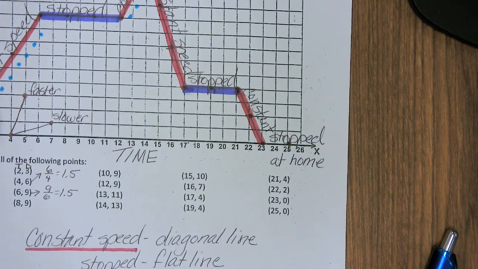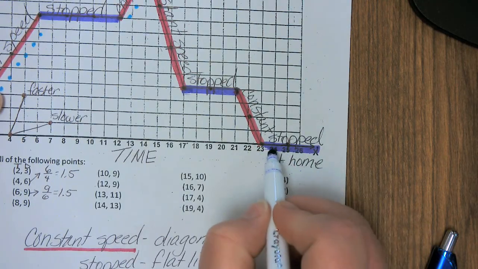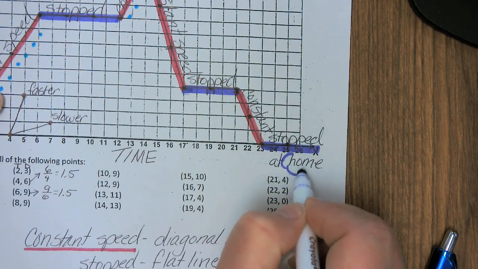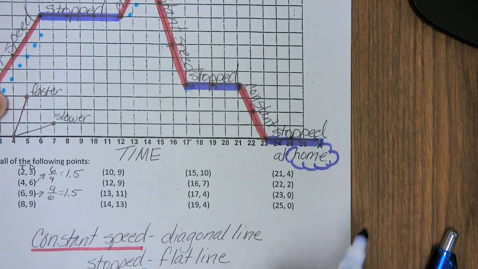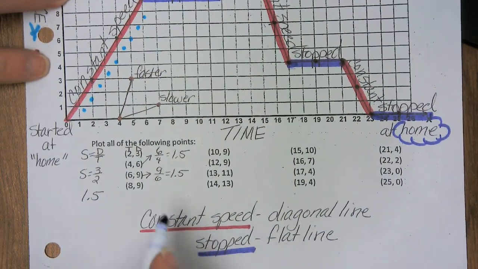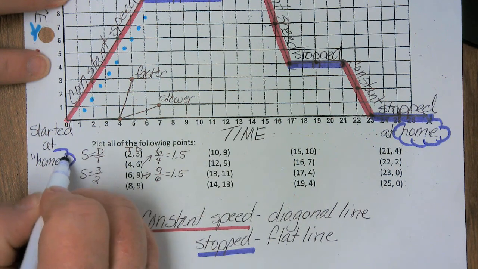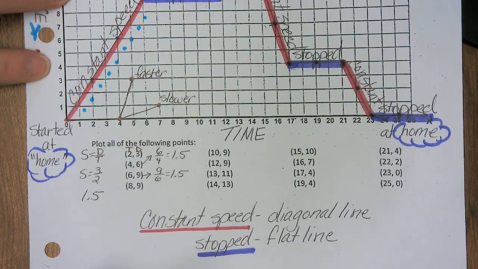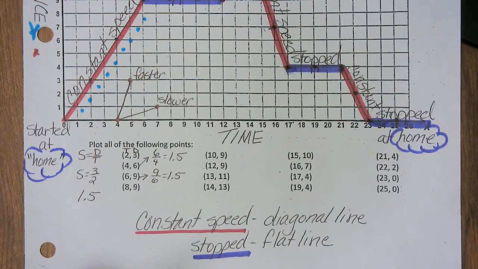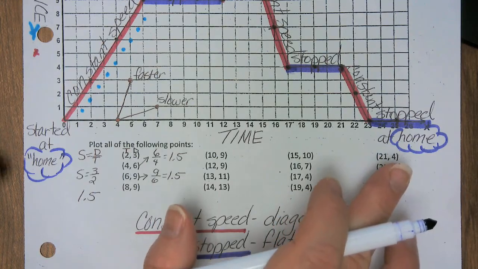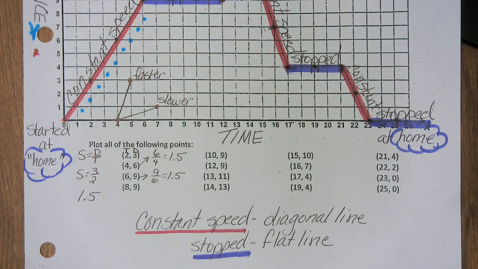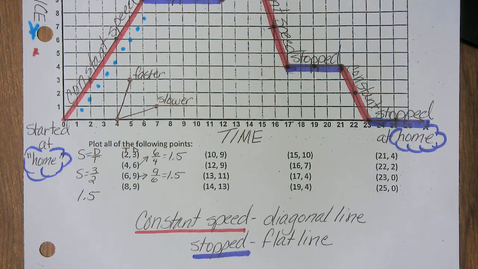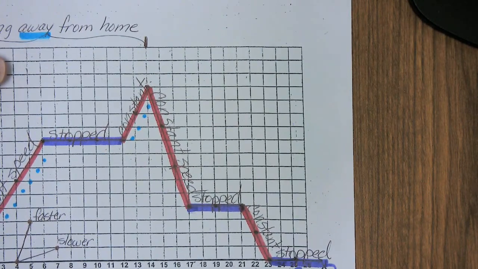I am going to take my stopped color and color that, and the fact that it's at home is so important that I'm going to put a little cloud around it. I'm going to put a little cloud around it over here also, okay? Home is your 0 point. That is where you started, and so when you stop there on that bottom line, it means that you have returned home.